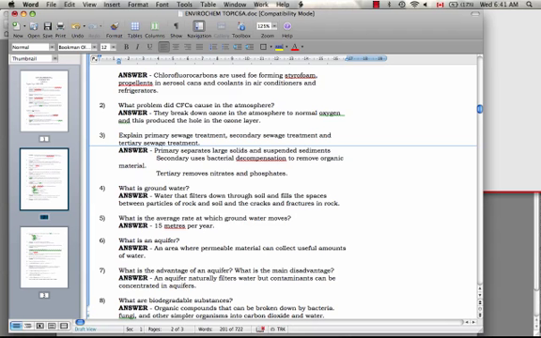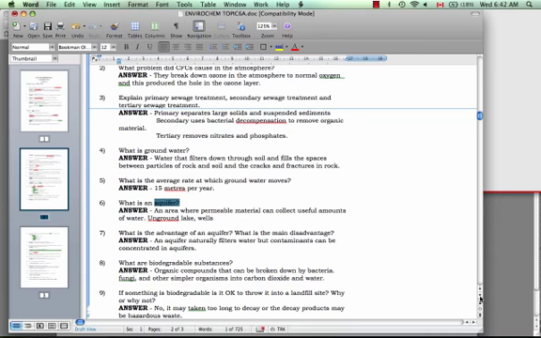What's an aquifer? It's an area where permeable material can collect useful amounts of water, and it's basically an underground lake that we tap into for wells. And aquifers can be easily polluted if there's a high amount of leaching. So if the soil leaches chemicals through its pores, it could enter the aquifer system. What is the advantage of an aquifer? An aquifer naturally filters water, but contaminants may be concentrated in them.